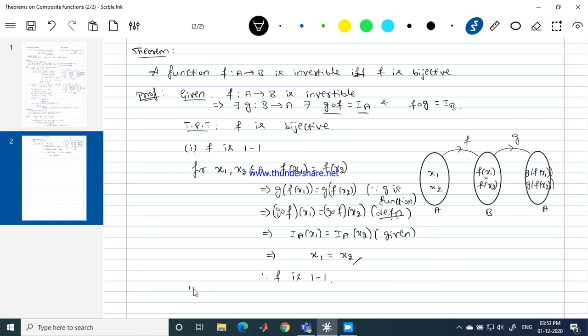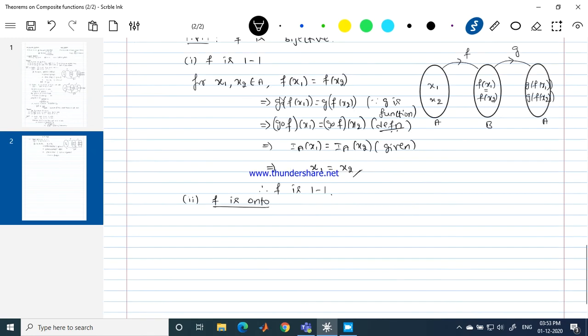Now let me talk about onto function. F is onto. To prove this, I need to consider an element from where? From the codomain. So let b be an element taken from set B. So this says that g of b belongs to set A.